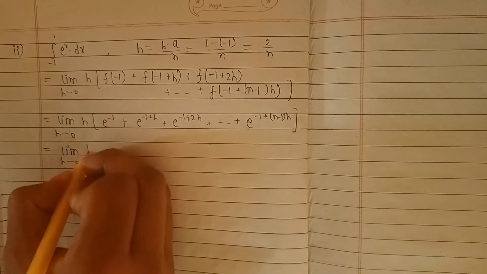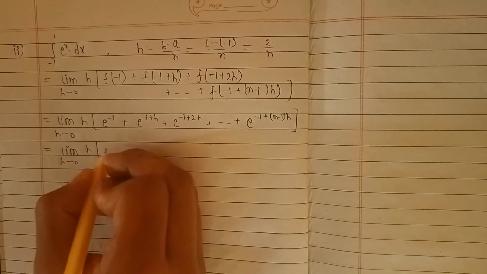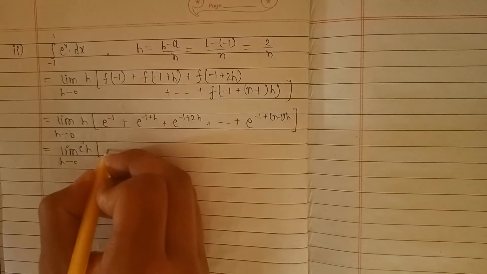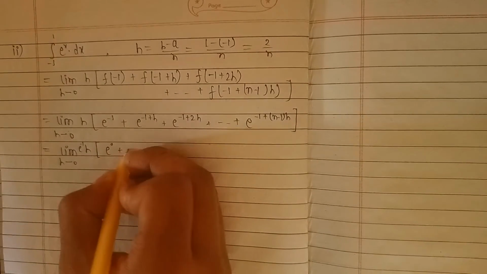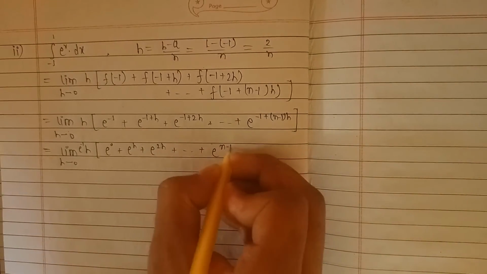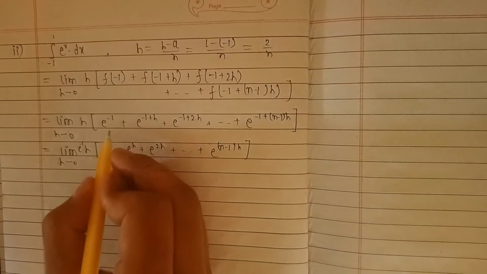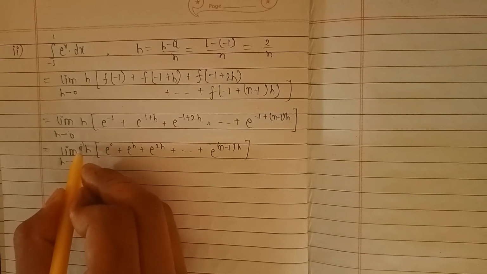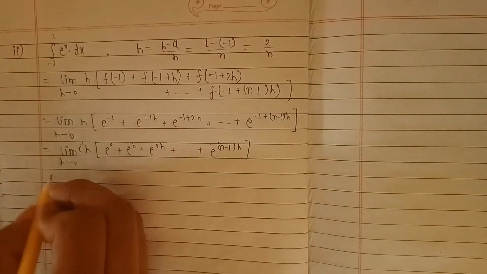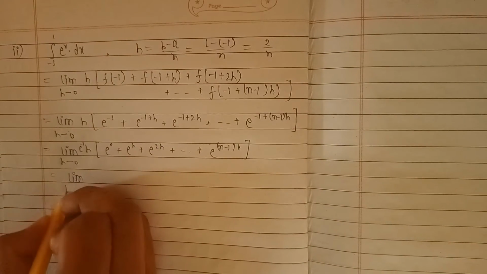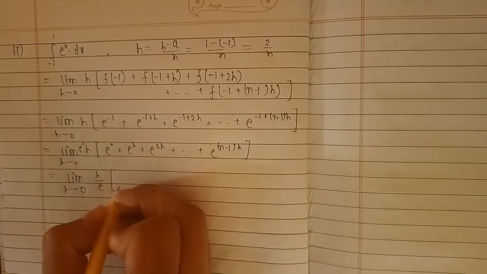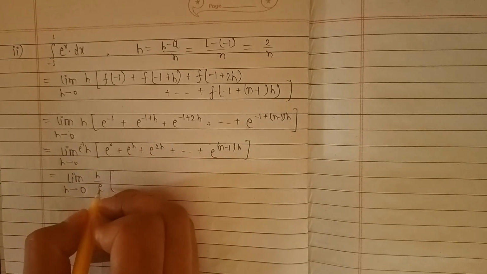Limit h tending towards 0, h, and let's take common e raised to the power minus 1 from the whole thing. We will be left with e raised to the power 0 plus e raised to the power h plus e raised to the power 2h up to e raised to the power n minus 1 into h. If you don't know how to take common from exponential functions, we take common e raised to minus 1, then it gets subtracted from all the exponents. Now, repeating the same thing, limit h tends towards 0, h times e raised to the power minus 1, which is 1 upon e.